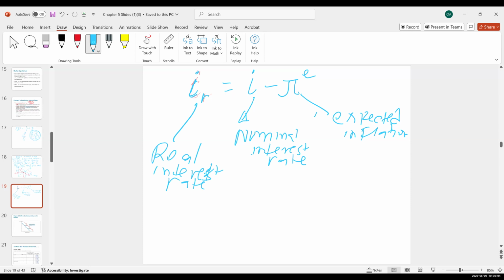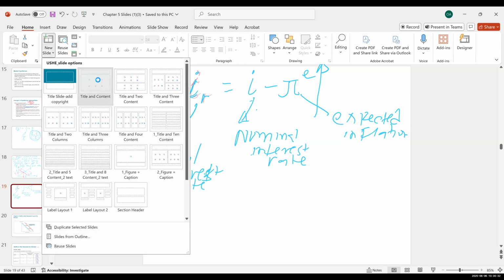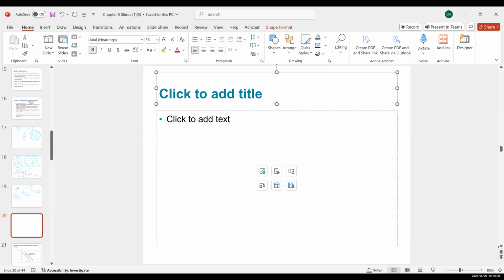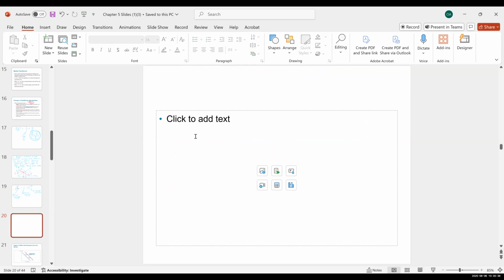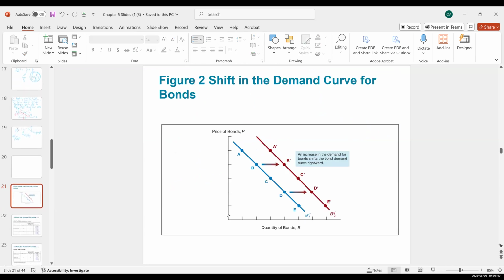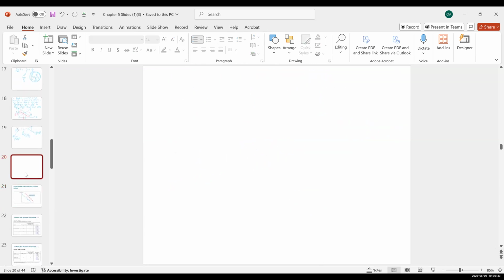So when expected inflation goes up, this pi here, and the nominal interest rate is guaranteed, that's going to decrease what? The real return on your bond investment. So if your real return is going down with inflation, you don't want to buy that bond, do you? Do you want to buy bonds if your real return would go down, Daniel? No. Okay, so a rise in expected inflation, which lowers the real return on a bond investment, is going to shift the bond demand curve to the left.